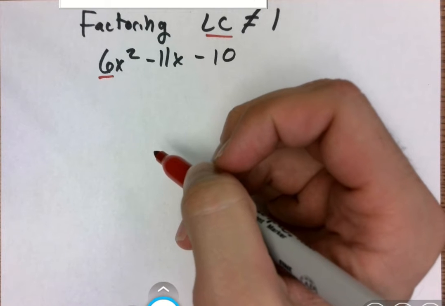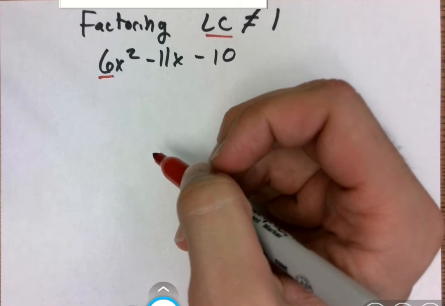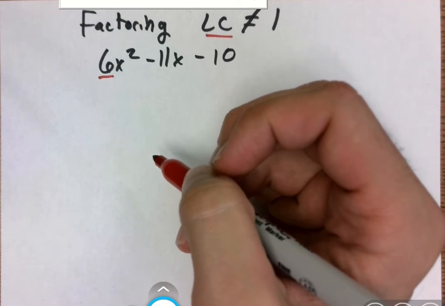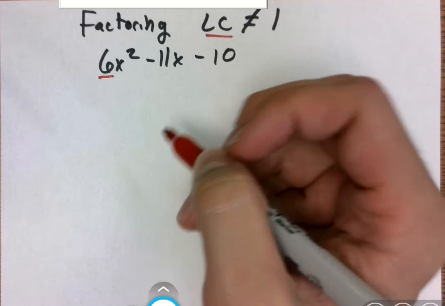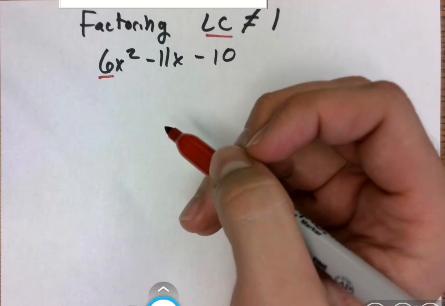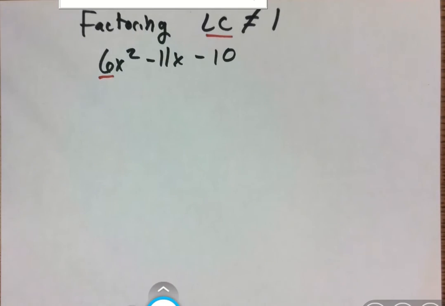Now we can actually factor every problem the same using what I'm about to show you right now, even when the leading coefficient is 1. But I usually show them differently just because when the leading coefficient is 1, there's a simpler way to do it, and so I teach that way. But you can do this right here with any quadratic.